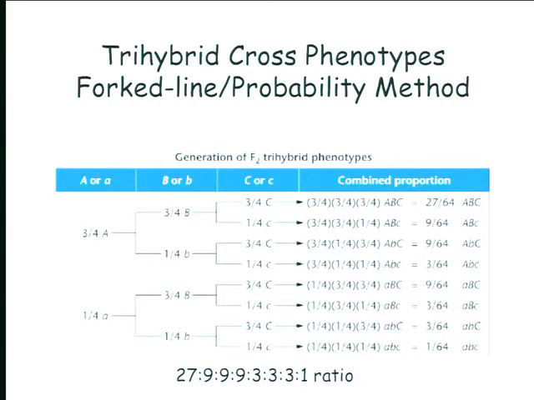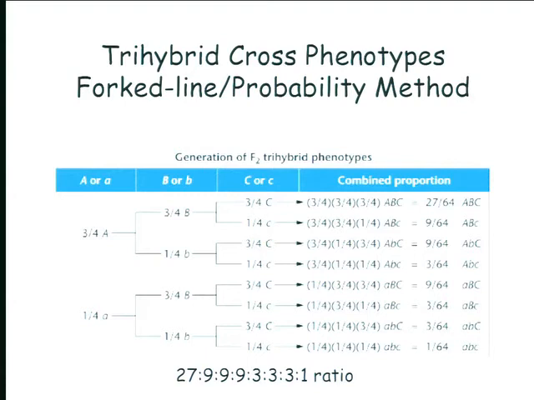So for example, if you want to know what proportion of your F2 progeny plants are going to have a small a phenotype, a big B phenotype, and a small c phenotype, you would go back to your 1/4 of plants that have the small a phenotype. Of those, 3/4 are going to have the big B phenotype. And among those, 1/4 will have the small c phenotype. So now you take 1/4 times 3/4 times 1/4, and the outcome is 3 out of 64.